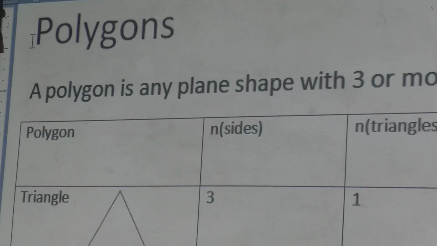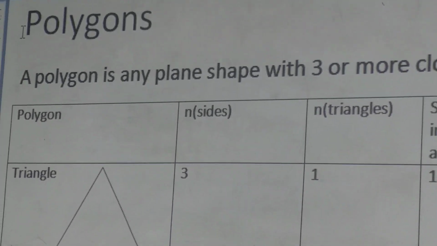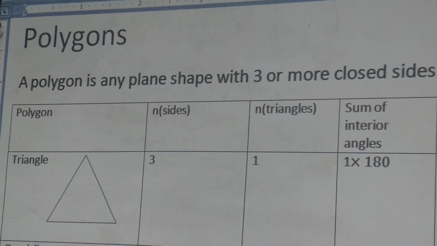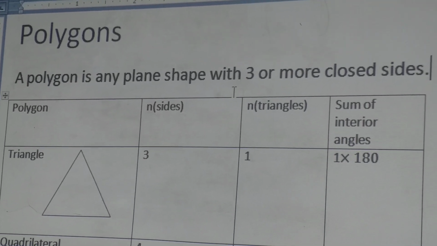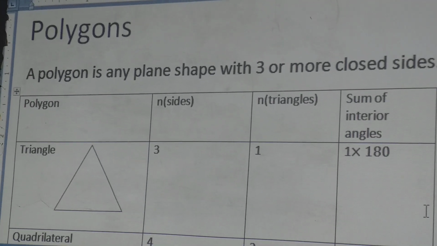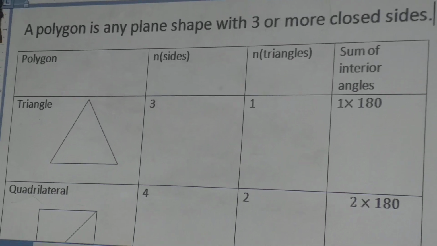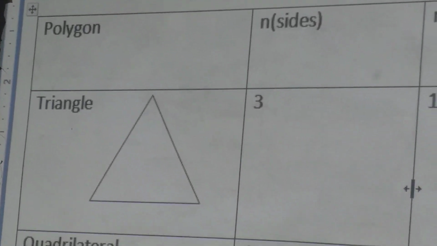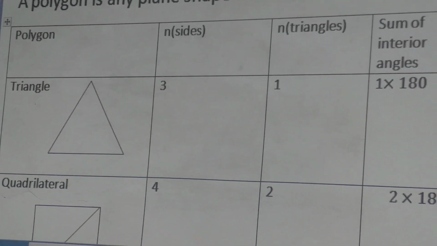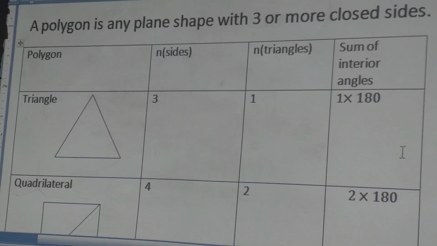Today, let's start on polygons. First, we start by defining the term polygons. A polygon is any plane shape with three or more closed sides. So when you consider plane shapes with three or more closed sides, first we have to consider a triangle, which has three sides. For you to understand the properties of polygons, first let's consider this table.